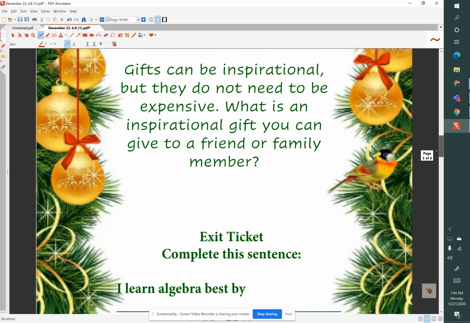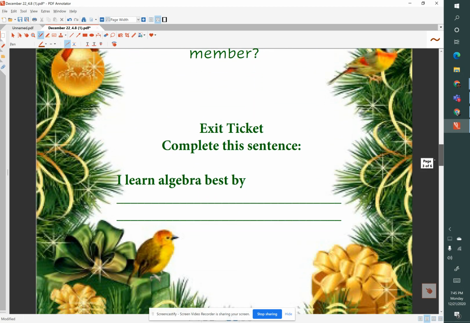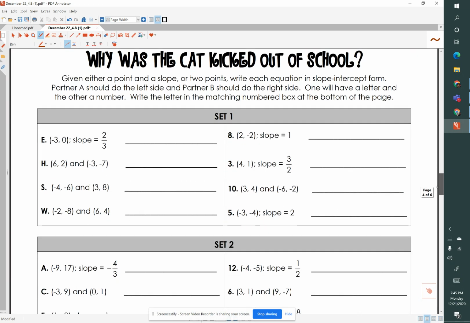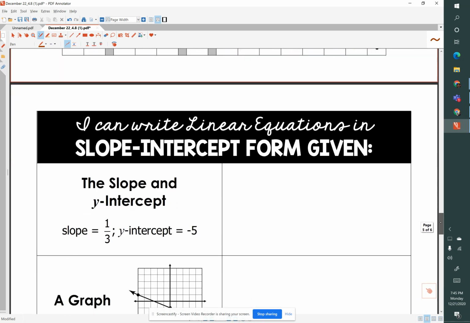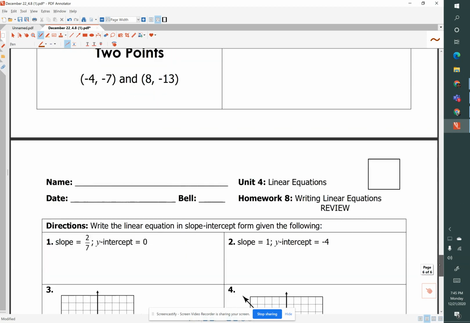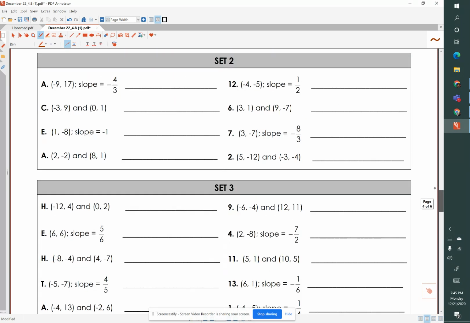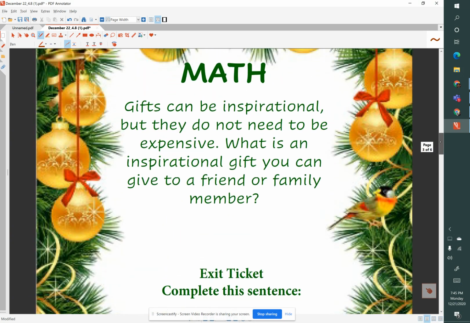So before I get to the do now, I just want to show you your exit. And these are the pages we're going to work today. We've got the cat riddle, we've got a graphic organizer, and we're going to try to get to homework number 8. And I think we'll be able to do all of those.